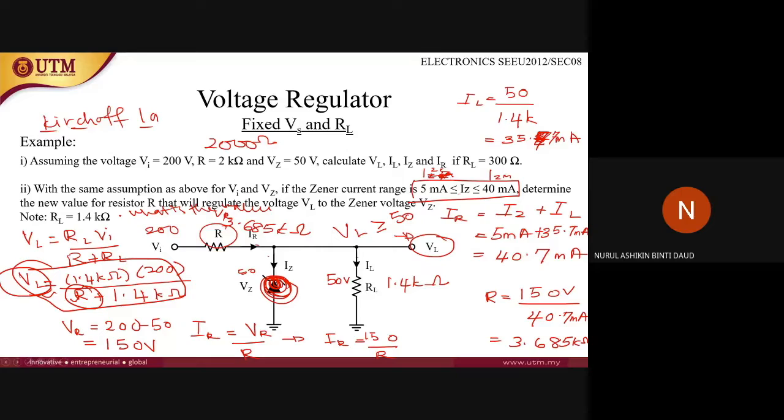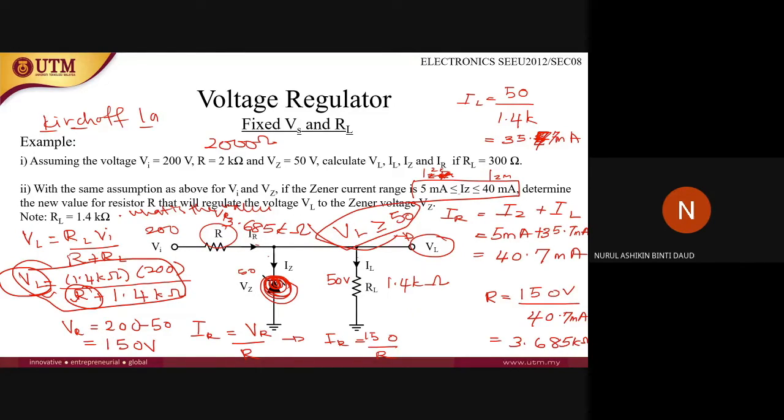Is that okay? That's why we cannot assume that VL is 50. So please be careful. VL, this is only for this one. This is only the condition for the Zener to work, for you to assume whether it works or not. But the value will not be exact at 50.